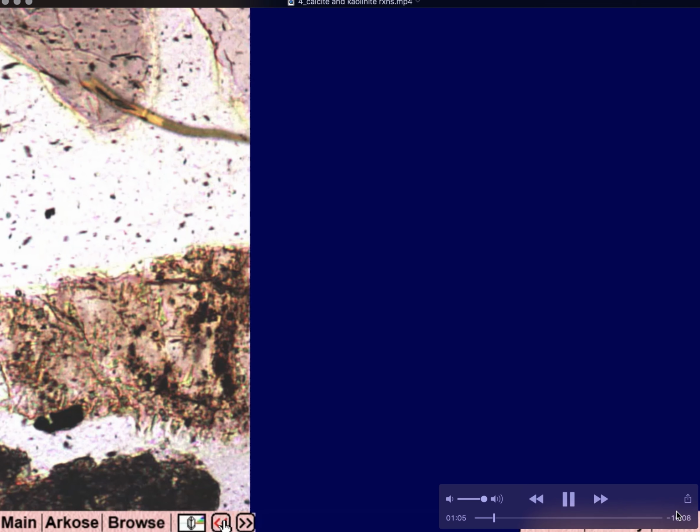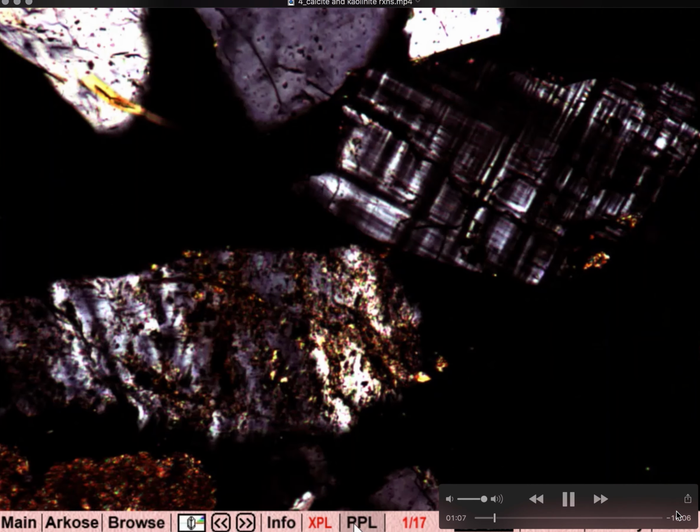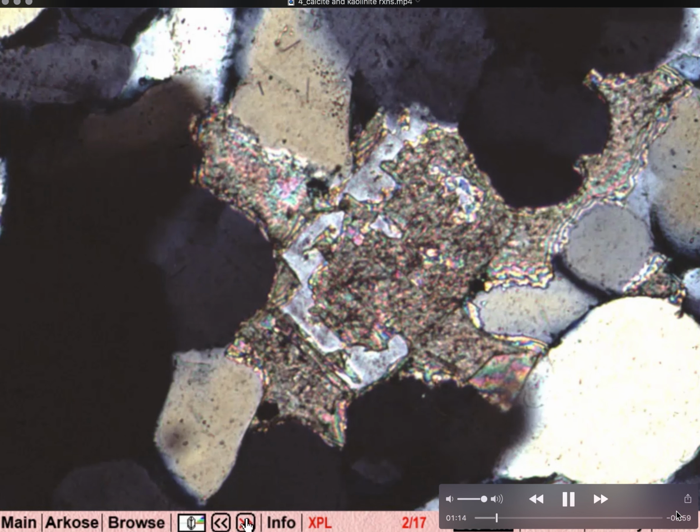This is going to go back and forth because I was trying to get back to the cross-polarized light to show how the tartan twinning really distinguishes the K-spar from the plagioclase.